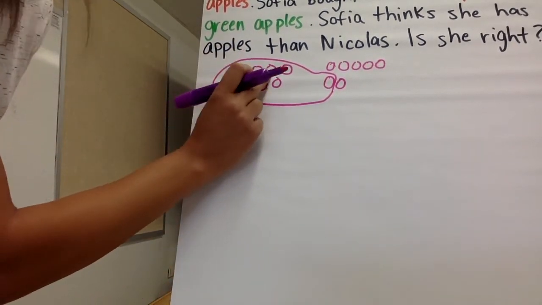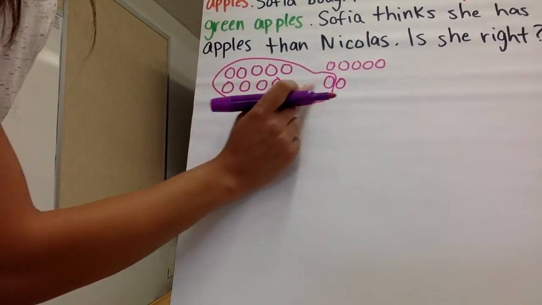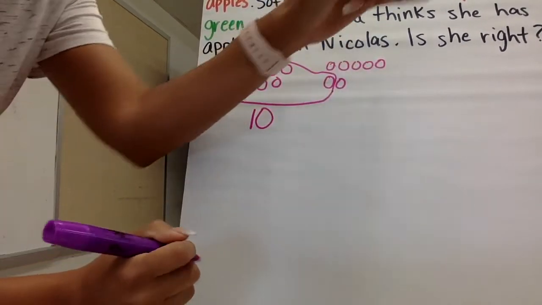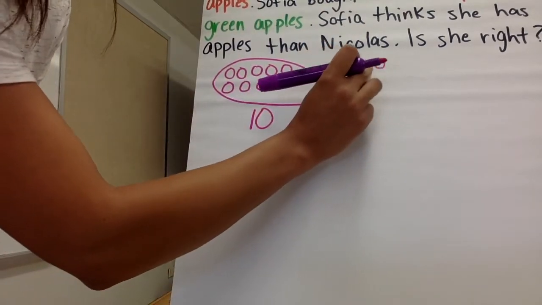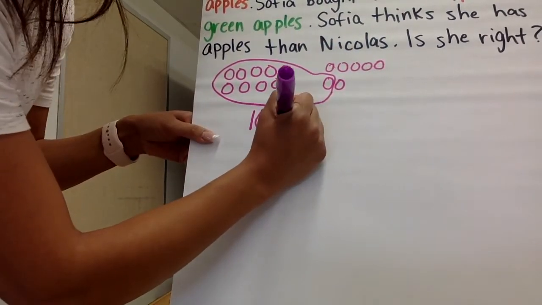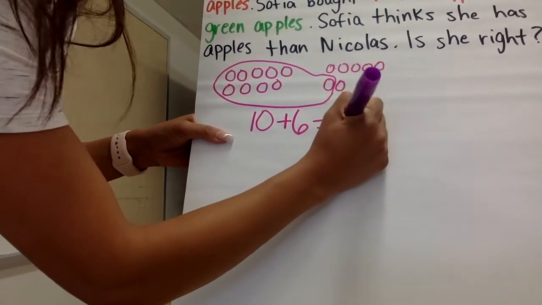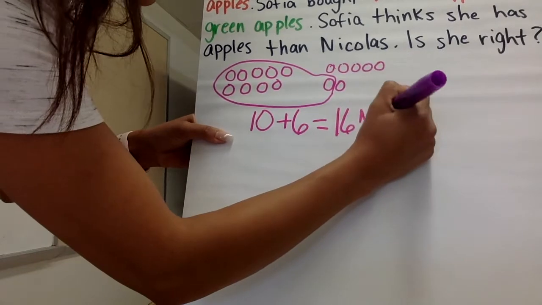1, 2, 3, 4, 5, 6, 7, 8, 9, 10. So because I took 1 away from the 7, now I have 1, 2, 3, 4, 5, 6. So 10 plus 6, Nicholas has 16.